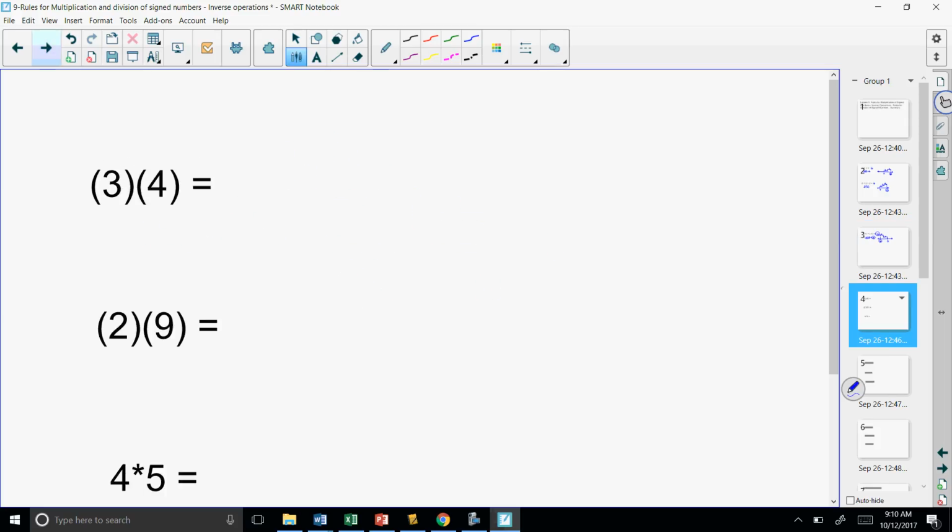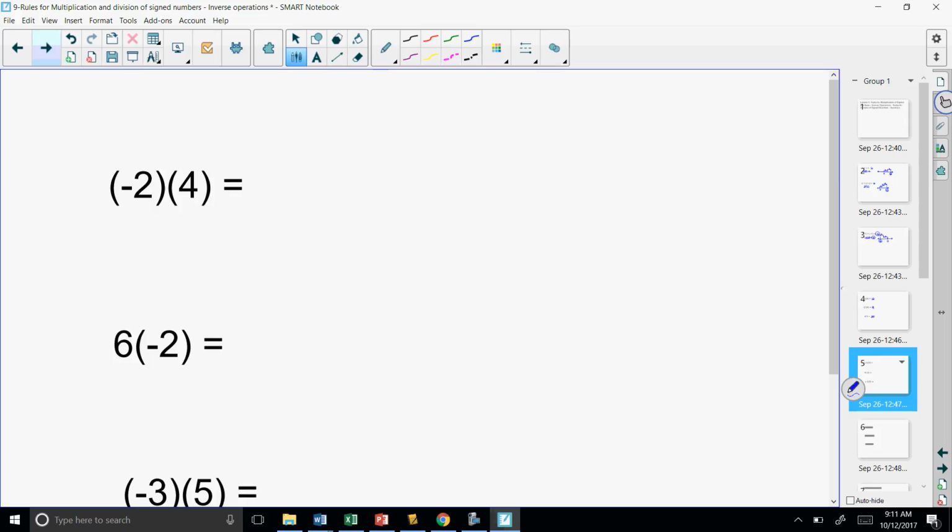So 3 times 4 means 3 plus 3 plus 3 plus 3, which gives you an answer of 12. 2 times 9 is 18. Wouldn't you rather say 2 times 9 is 18 instead of saying 2 plus 2 plus 2 plus 2 plus 2 plus 2 plus 2 plus 2 plus 2? I'd much rather say 2 times 9. What about 4 times 5? 20.